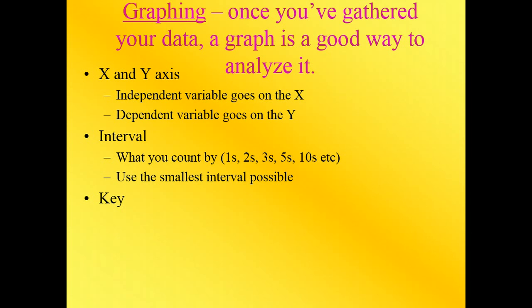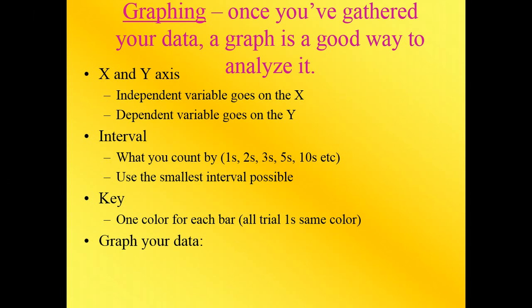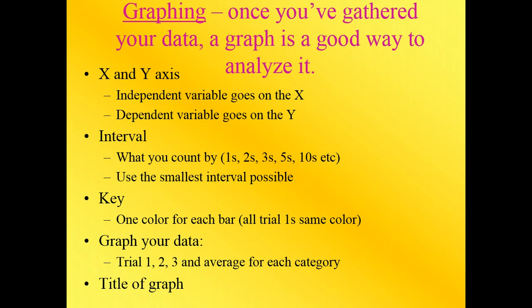Also in your graph, you need a key. Your key will show one color for each bar. For example, all trial 1s will be the same color. And then graph your actual data. Trial 1, trial 2, trial 3, and the average for each category that you tested, including the control. And finally, usually at the top, find a place to write a title for your graph that describes what your graph is showing.